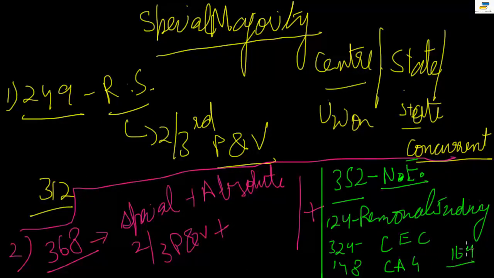Right. Now, just to make it easier for you to remember, if you can remember the article numbers, you will find that it is much easier for you to recall things. So that is 352. 124 is for removing the judiciary judges, and 324 is for removing CEC, and 148 for removal of CAG, and then this is known for the legislative council, right? The article number 169.